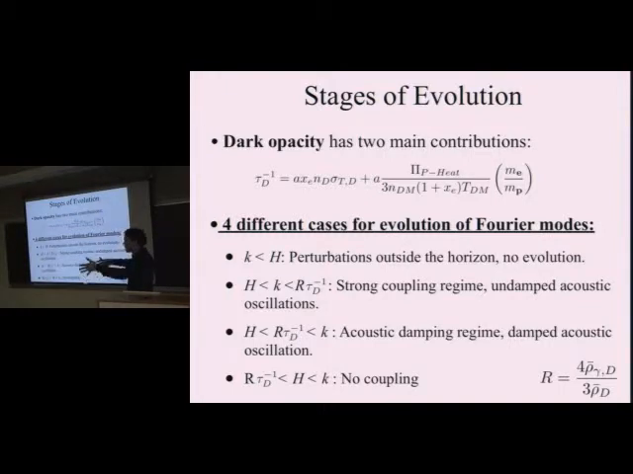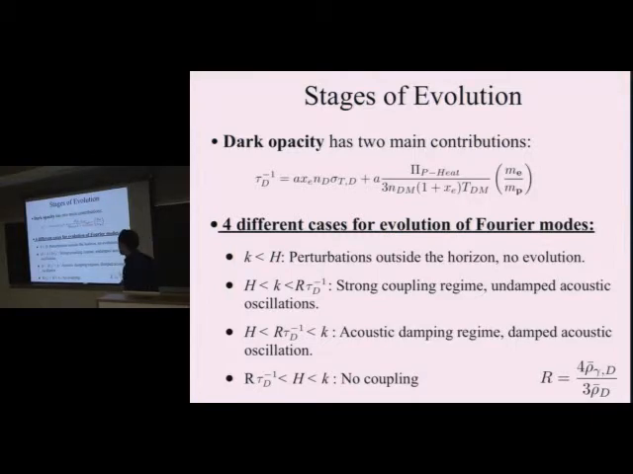Now, as a perturbation enters the horizon, in this funky dark matter, dark radiation plasma, as long as the momentum transfer rate, which is given like this, where R is the ratio of photon to dark matter energy density, is much larger than the mode you're looking at, it's a strong coupling regime, and you have undamped acoustic oscillation. You have this acoustic wave oscillating inside the horizon with not much damping. Now, as the frequency of the photons becomes higher than this momentum transfer rate, you end up with an acoustic damping regime. These photons are oscillating very fast, but there's not enough momentum transfer to actually transfer this momentum to dark matter. So the dark matter experiences a drag, and that damps the perturbation.